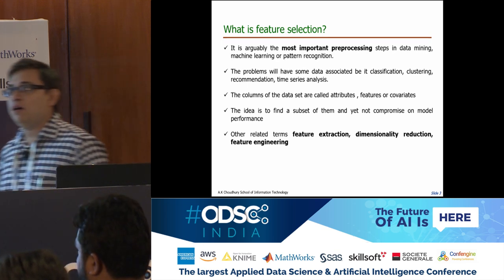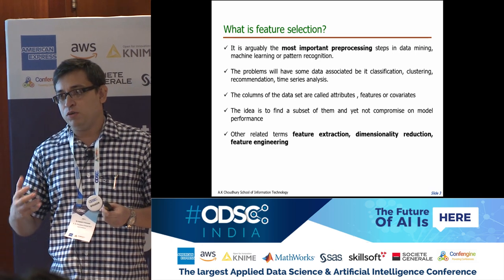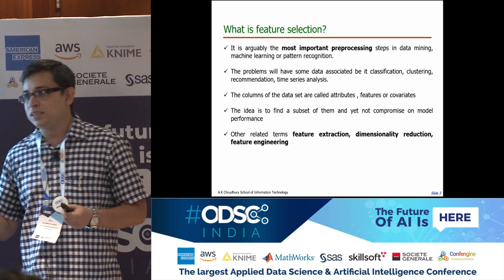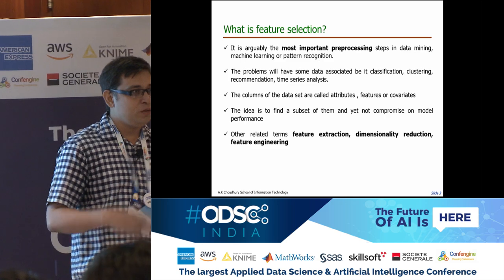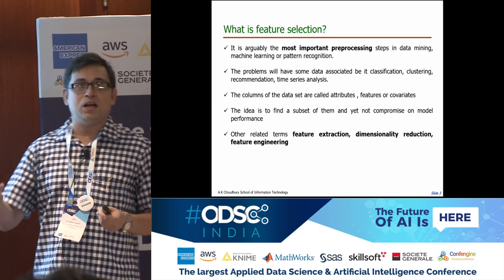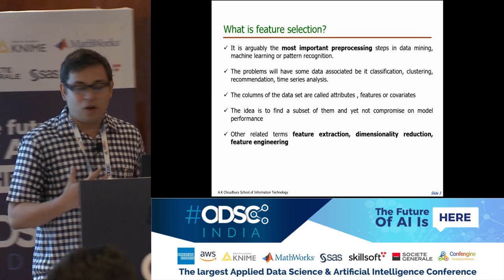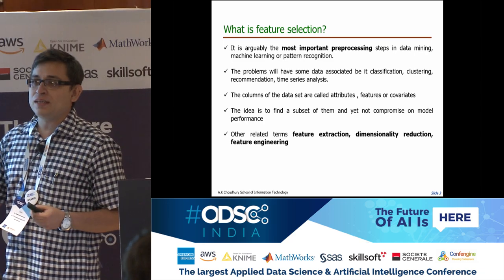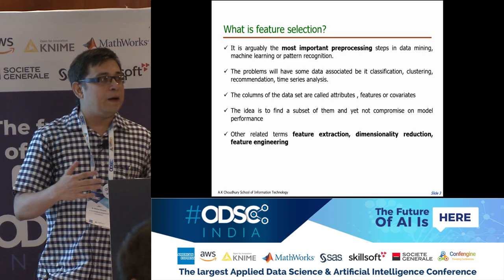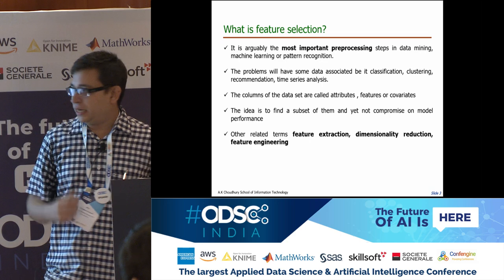Okay, so basically this is a pre-processing step, and anywhere you are dealing with machine learning or data science, you are doing classification, clustering, regression, time series, or recommender system, you are dealing with data, right? And so you have rows and columns. The columns are your attributes or features or covariates, depending on which community you are from. And the idea is to find a subset of the features without compromising on the model performance, right? You cannot compromise on the classification accuracy or the clustering validation rate that you are getting.